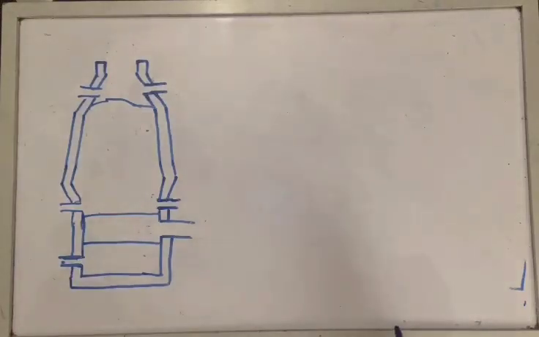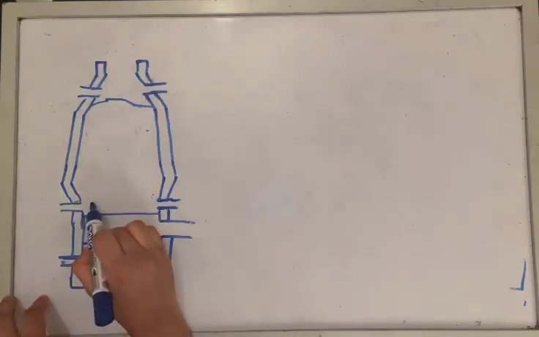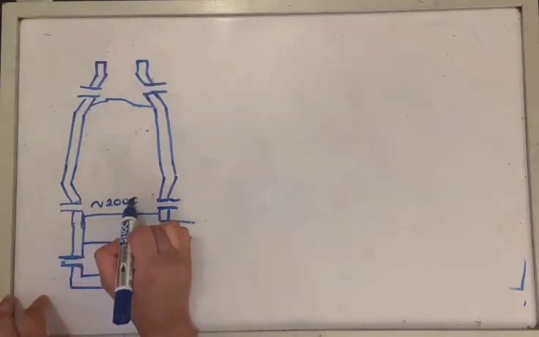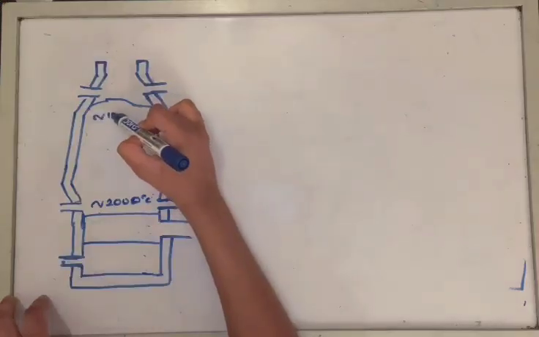The blast furnace is used to extract iron from its ore, which is known as hematite. The temperatures reached in the blast furnace are quite high, with the temperature reaching around 2000 degrees at the bottom and 1000 degrees at the top.